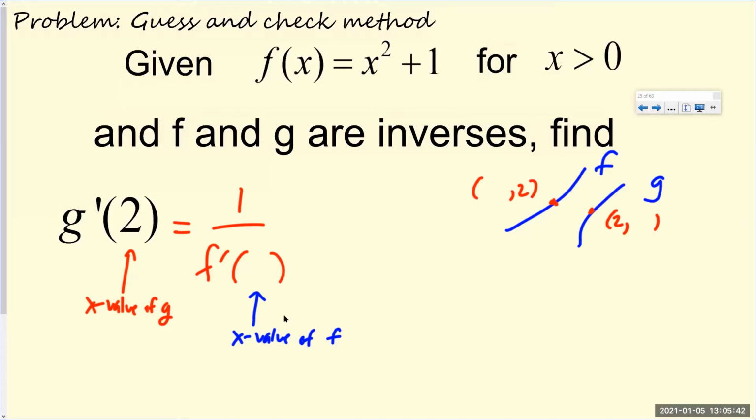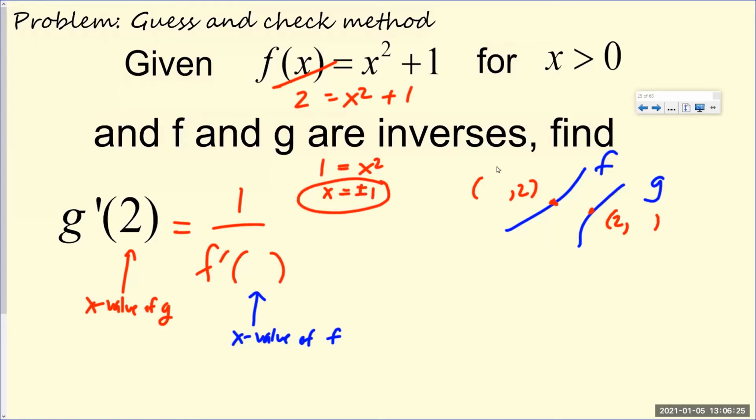So the question is, can I find the x value of my f? It's like a puzzle. I need to figure out what this number is. Well, this number here is going to be the same as this number here. So if I know the y value of my f is 2, can I figure out what the x value of my f is? Remember, f of x is just a code name for y. So the y value of my f, which is 2, is equal to x squared plus 1. Go ahead and solve this. If I subtract both sides by 1, I'll get 1 is equal to x squared. So therefore, x is equal to plus or minus 1. That is the value of my x, which is this number right here.